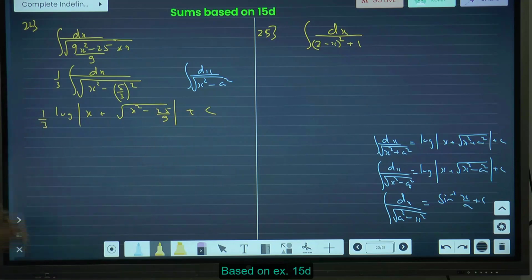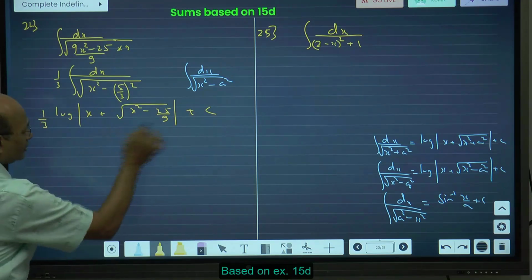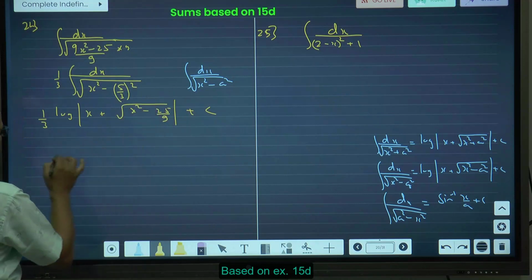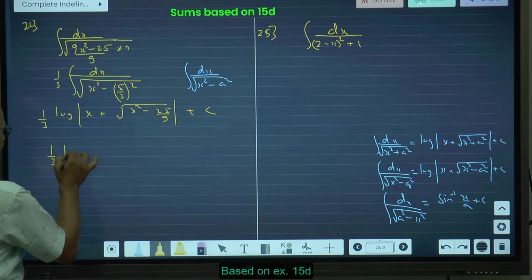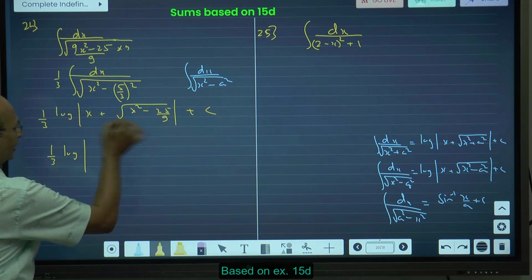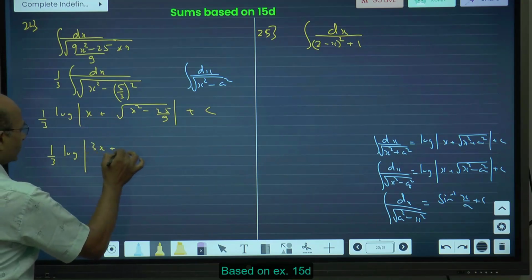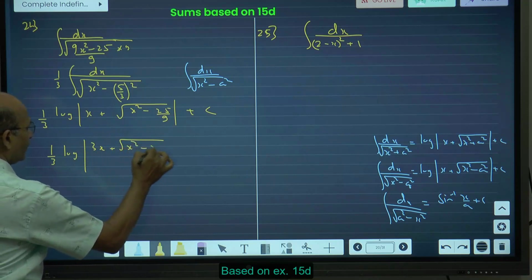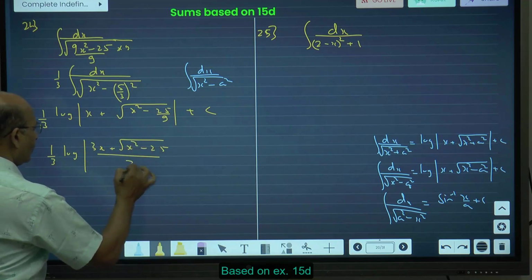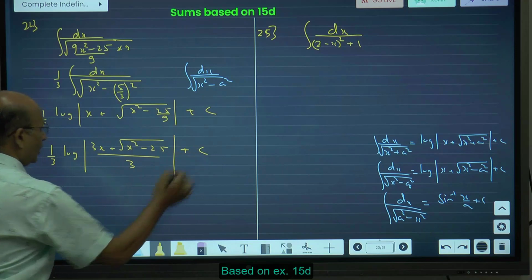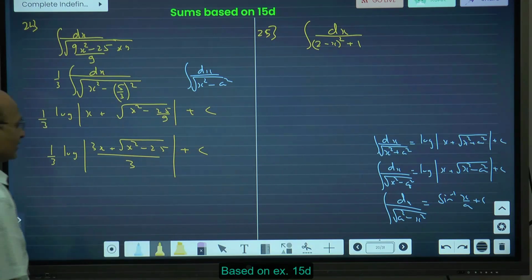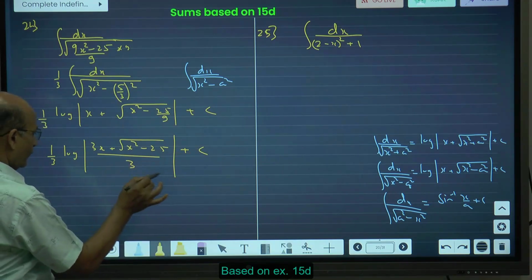Now remember, in some sums what happens is the answer might not match because they have taken this constant out. How, I will show you. So 1 by 3, they did this log of, I found the LCM there, upon square root 3. So this will become 3x plus square root of x square minus 25 upon 3 plus c. Now sometimes what happens in some answers, this 3 is taken off. Why?